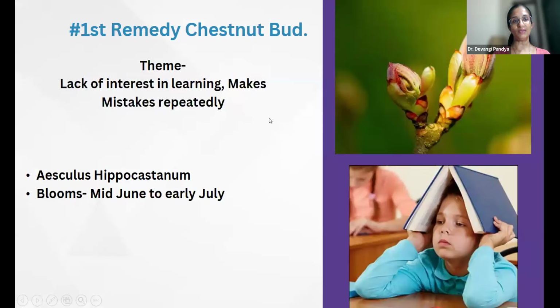First, let us see the first one, that is chestnut bud, where the theme is lack of interest in learning. Typically, there is lack of interest in learning and repetitive making of mistakes. This flower blooms in mid-June and early July. Also, a remedy known as Aesculus hippocastanum exists, but this is made from a wild flower, so the features are different.